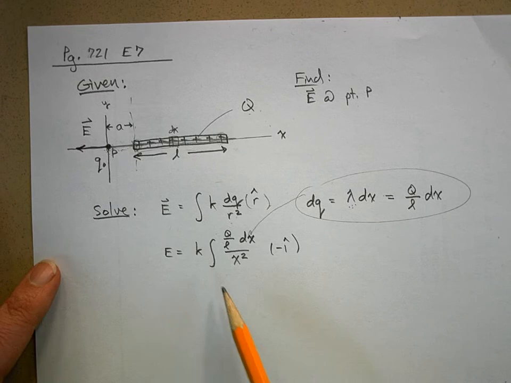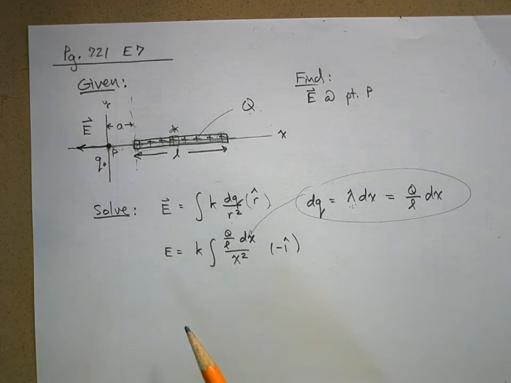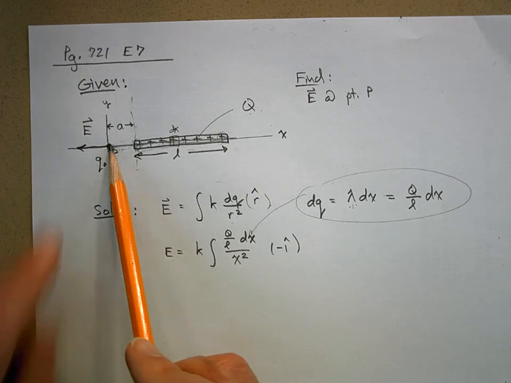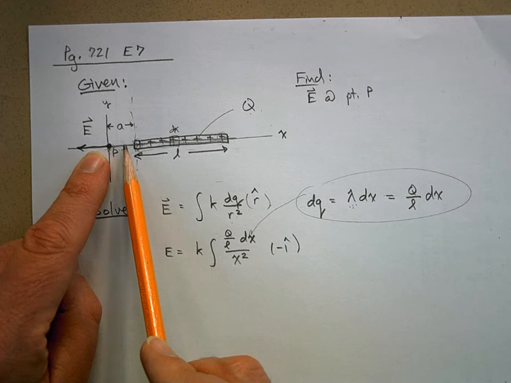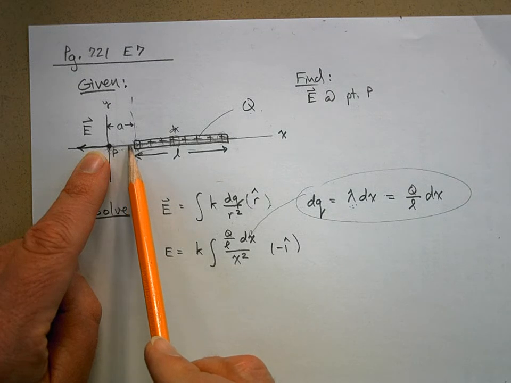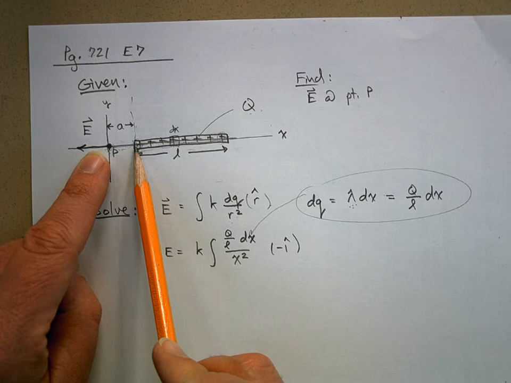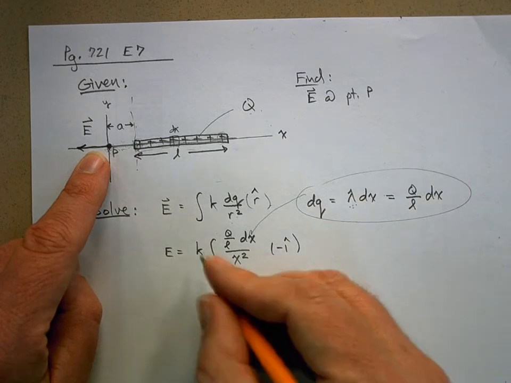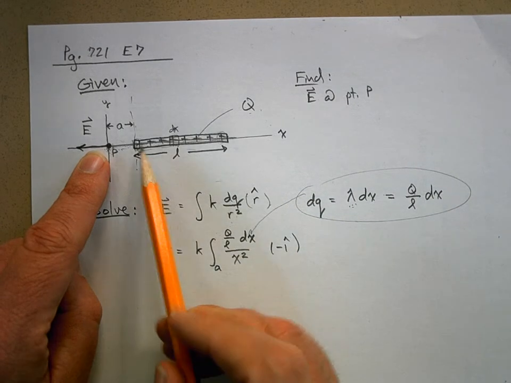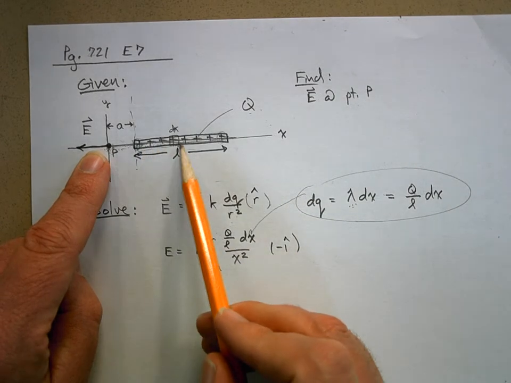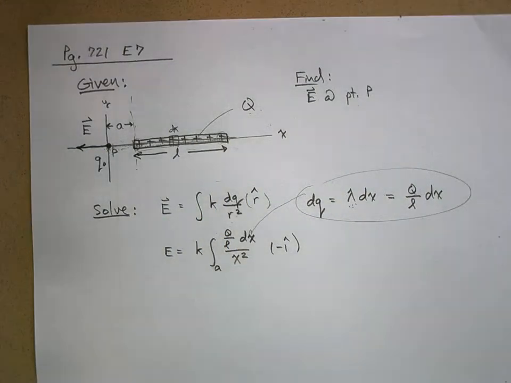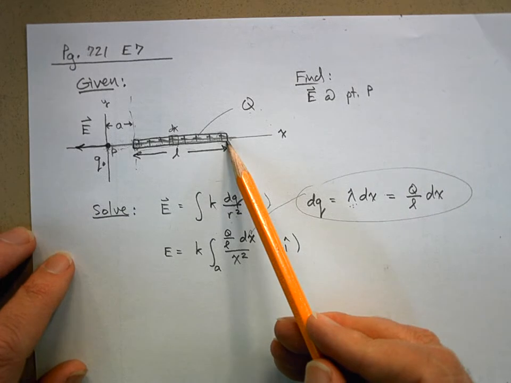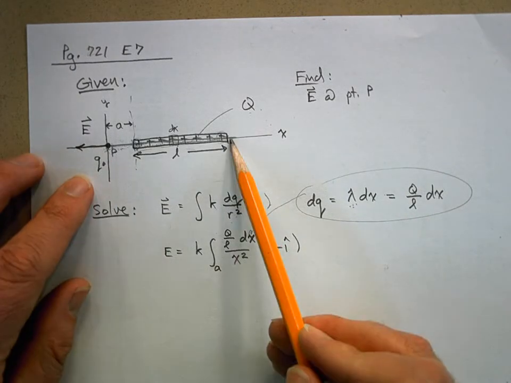Now, in order to evaluate this, I need a starting place and an ending place. Here's my origin. I'm going to go across here, and there's no charge, there's no charge, there's no charge. Okay, then I get here, there's charge right here. And that's when we're going to start integrating. So we're going to start integrating at A, and keep integrating until we get all the way out here. Well, how far is this from my origin? A plus L.